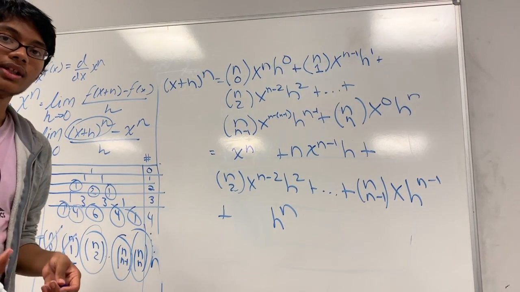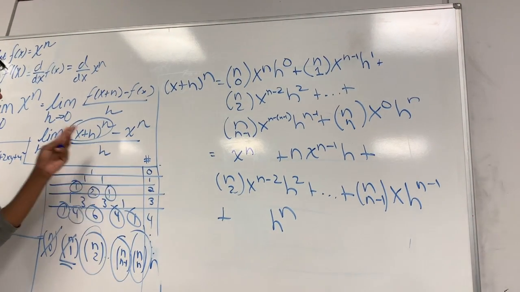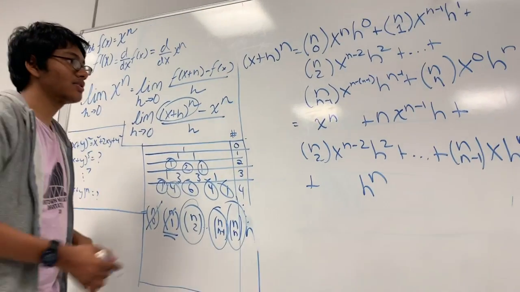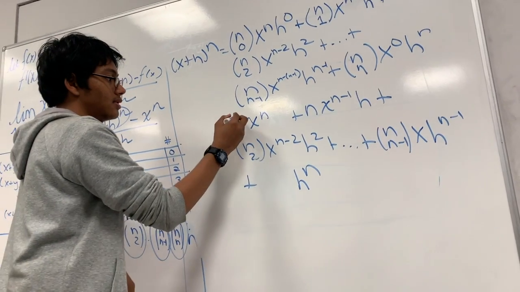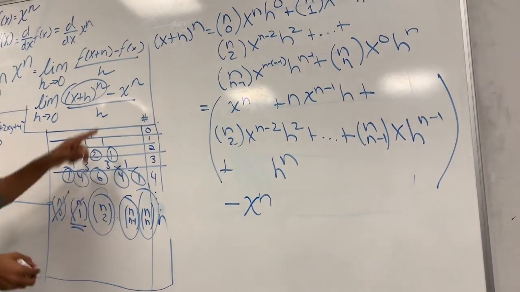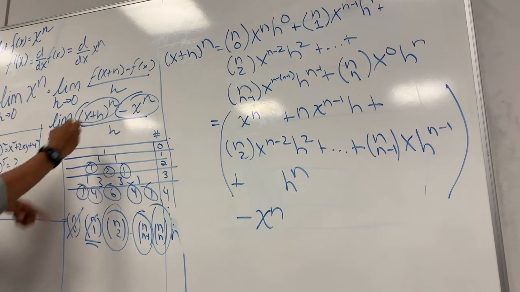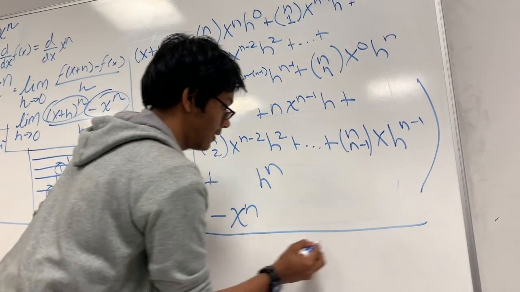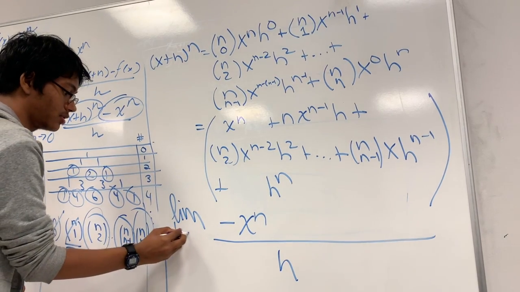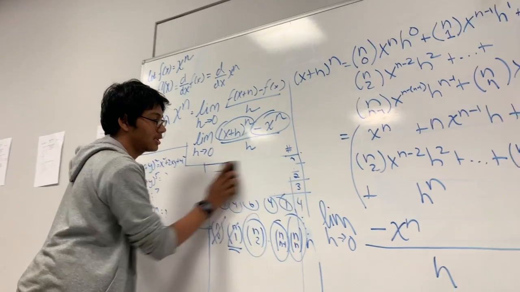So now what do we do? Well, now we can just plug this expansion back into our original expression. As you can see, we have x plus h to the n minus x to the n. So I'm going to take all of this and subtract x to the n from it, because remember, we can't forget about that outlier minus x to the n. And of course, we divide all of that by h, because we're finding the limit of this expression as h approaches 0. Okay, we are almost halfway done.